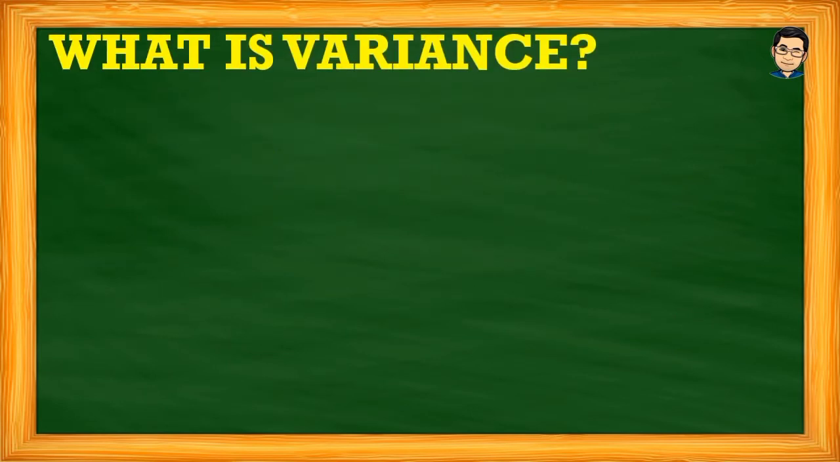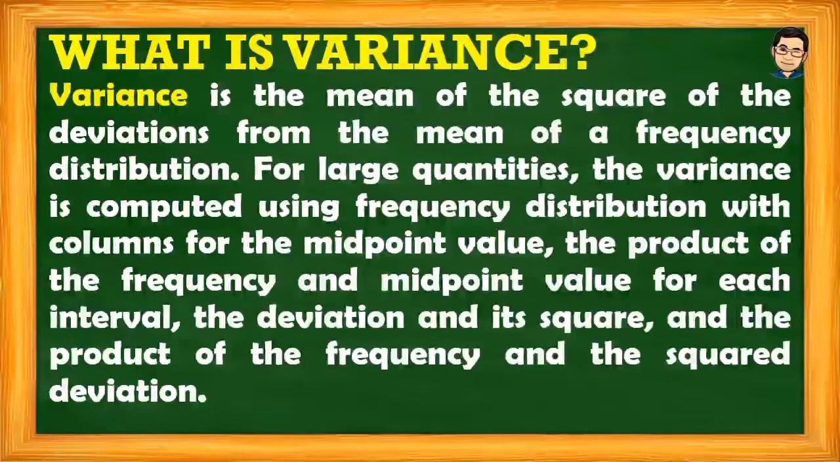So let us define what is variance again. Variance is the mean of the square of the deviations from the mean of a frequency distribution. So mean, average. For large quantities, the variance is computed using frequency distribution with columns for the midpoint value, the product of the frequency and midpoint value for each interval, the deviation and its square, and the product of the frequency and the squared deviation.